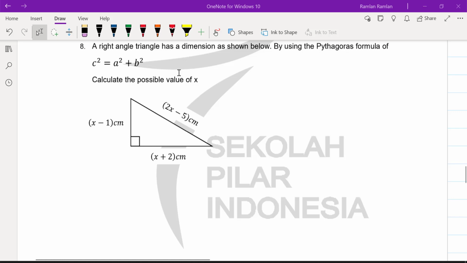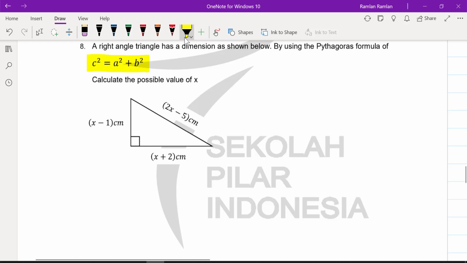Okay, number 8. A right-angled triangle has dimensions as shown below. By using the Pythagoras formula of c squared equals a squared plus b squared, calculate the possible value of x. Now again, guys, we can do the same thing as before, right? We have this three-sided triangle, and this is a right-angled triangle, so we can use this formula over here.